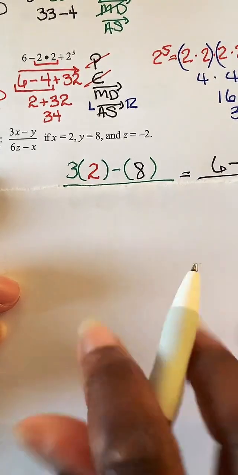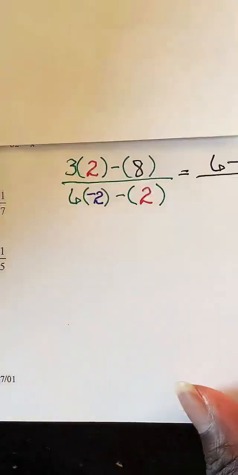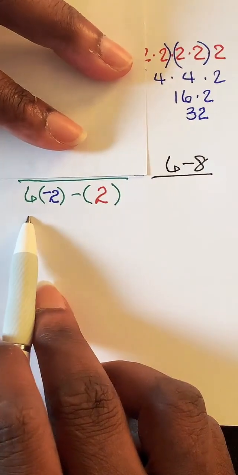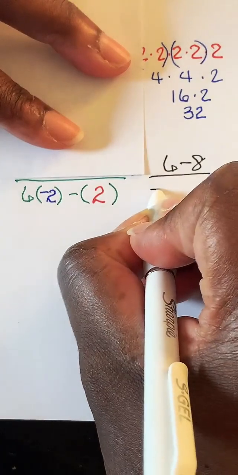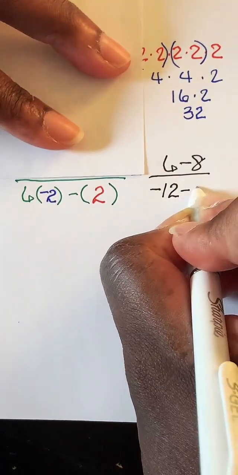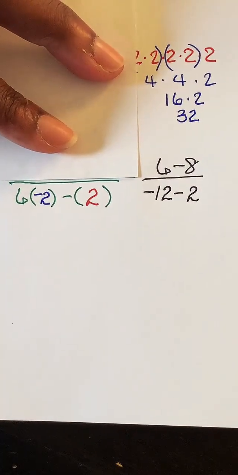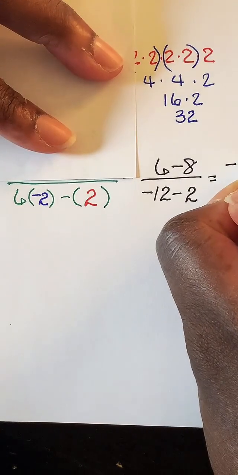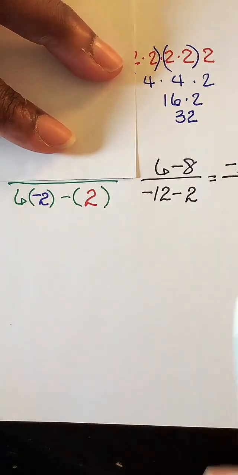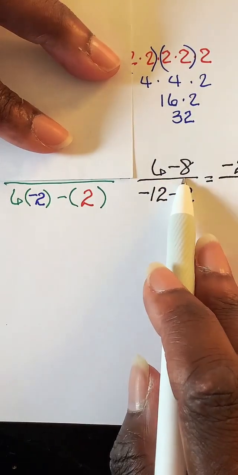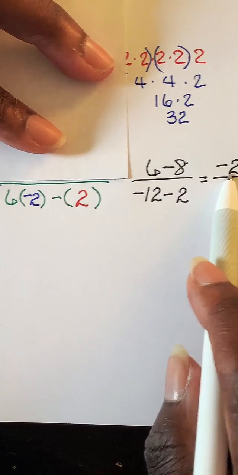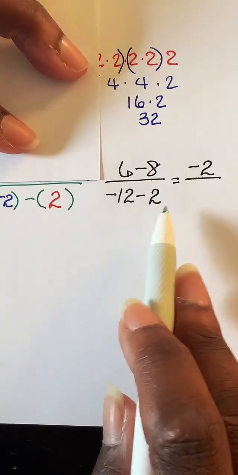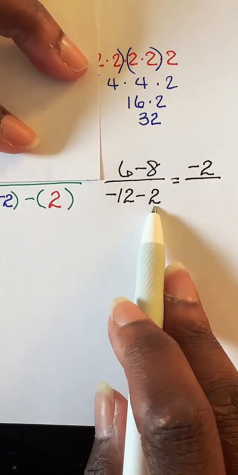So don't go into dividing, okay? Everybody wants to jump into some stuff. Take it piece by piece. So we have 3 times 2. That gives me 6 minus 8. Then down below, let's take a look at that. I'm covering up this so I won't have so much distraction. Now I have 6 times -2. That gives me a -12 minus 2. Okay, so now we're doing 6 minus 8. That gives me a -2.